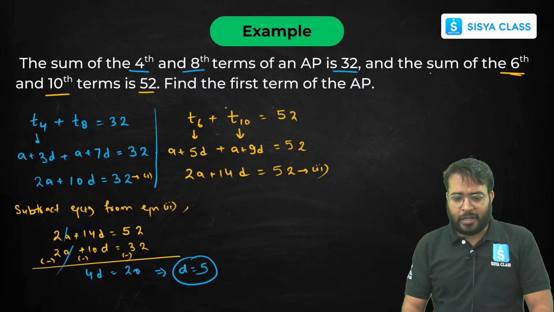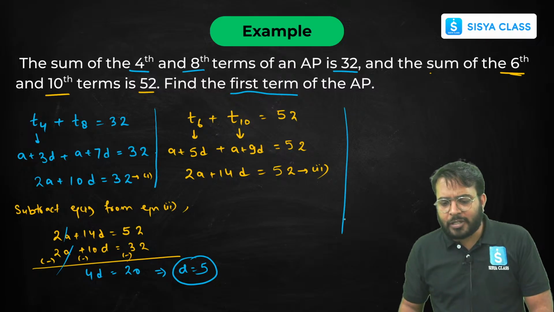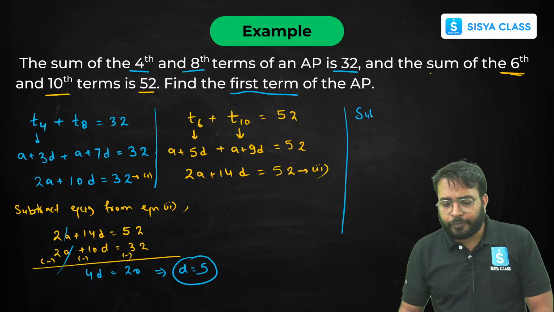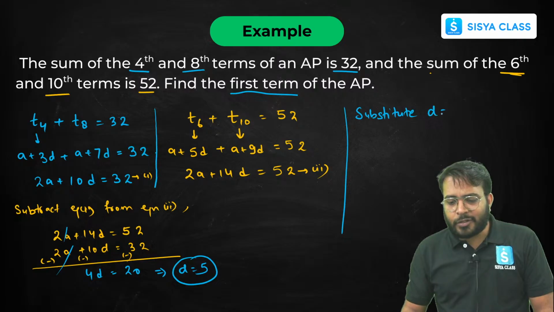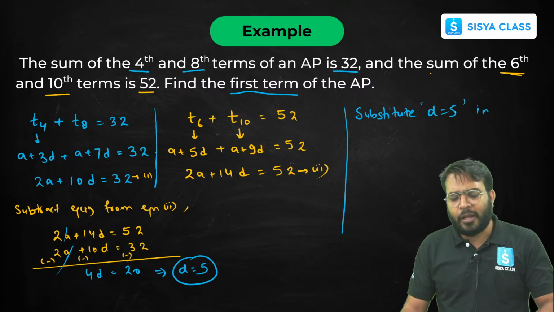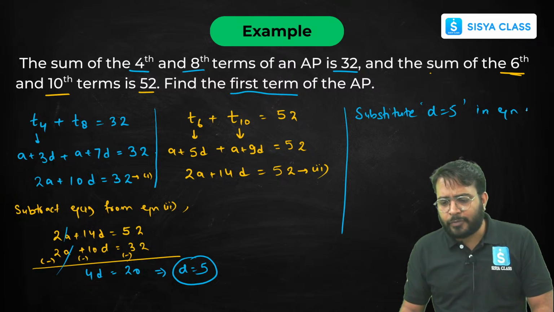What do I need to find out? I need to find out the first term. So now can we substitute the d value? Substitute d is equal to 5 in any equation, either in equation 1 or in equation 2. Whichever equation you want, you can substitute. Suppose I am substituting in equation 1.